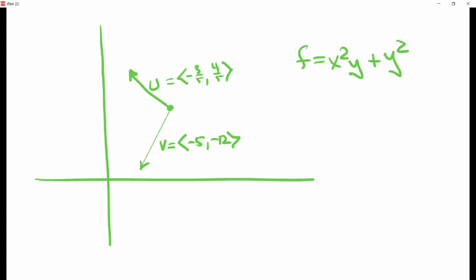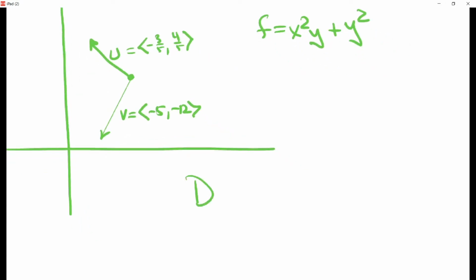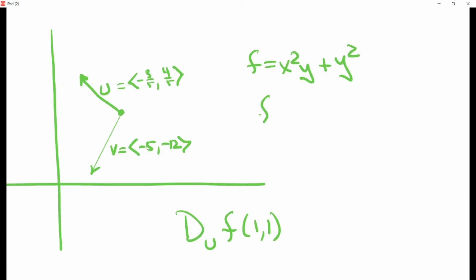Okay, so what are we doing? We need to find the directional derivative of, let's do the first one, d sub u of f evaluated at 1, 1. So to do this, I need f sub x and f sub y. You can do this. I know you can. So I'm going to help you by doing this.